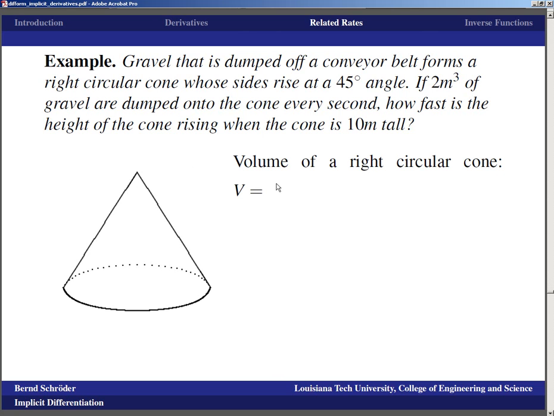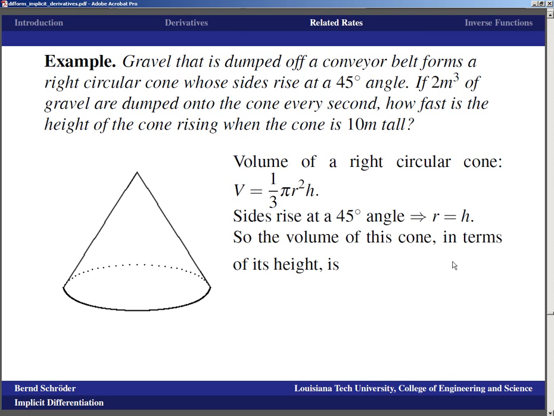The volume of any kind of pyramid, and a right circular cone is a special case of a pyramid with a circular base. The volume of a pyramid always has a factor of 1/3, and then it's base times height. Well, the base is pi r squared, and the height is h. The sides rise at a 45-degree angle, which means that the radius is the same as the height, right? So that gives us that.